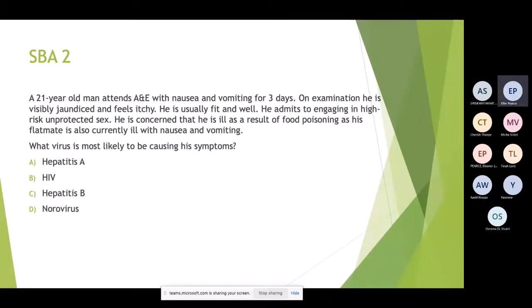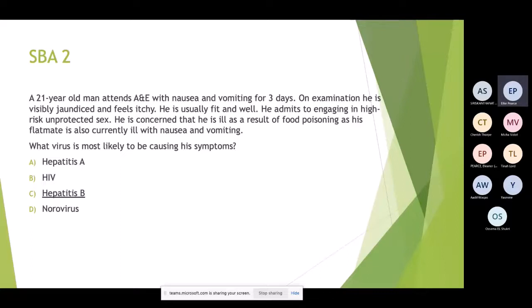Okay, so predominantly people have actually gone for B here, but the thing that I was aiming at was number C, hepatitis B. So the reason for that is, yes, you're right, HIV is associated with unprotected sex, but wouldn't necessarily present with jaundice. It more often presents with recurrent infections, a person who should otherwise be fit and well getting quite serious or abnormal infections. But with this man, always think about hepatitis.